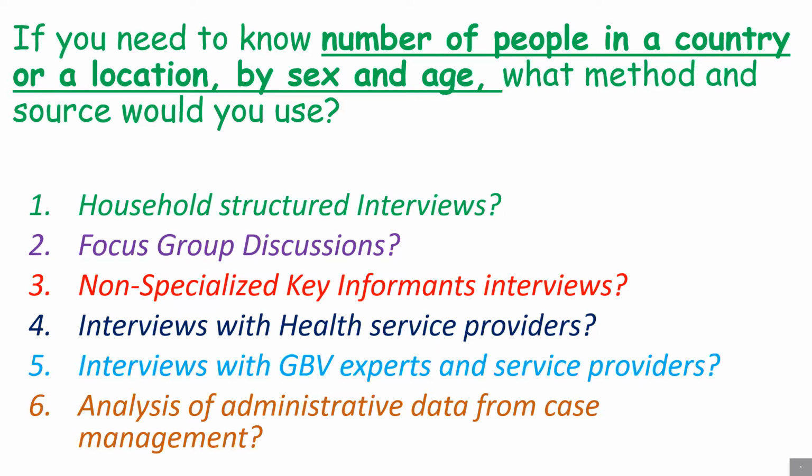In this one, you're going to be able to use key informant interviews. For example, DTM, MSLA, multi-sectoral location assessment. Key informant interviews can get the total number of people and estimates for sex and age, however, not the prevalence of persons with disabilities.